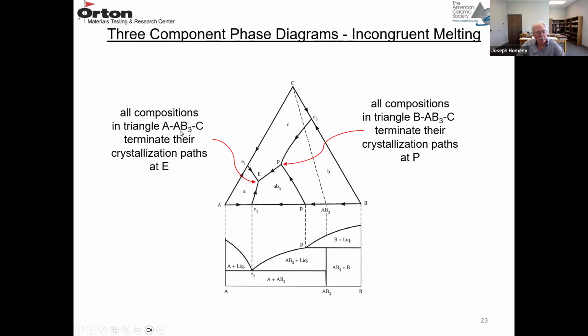Now, if we have a composition in this triangle, A, AB3, and C, we have to end up at the eutectic E when we crystallize as we decrease the temperature. So this compatibility triangle is C, A, AB3. We have to end up in those three phase fields, C, A, and AB3, which is this point E.